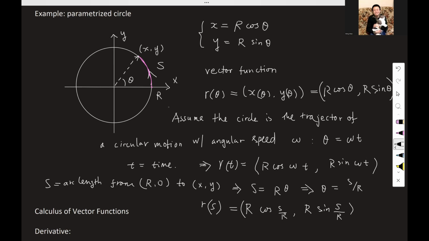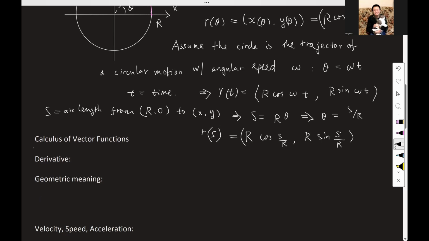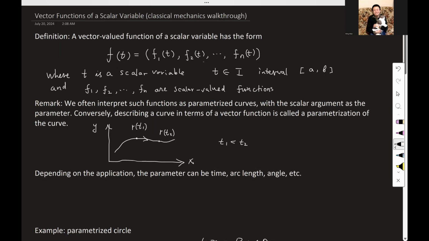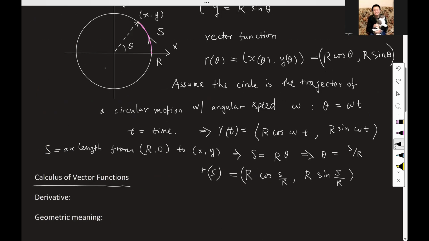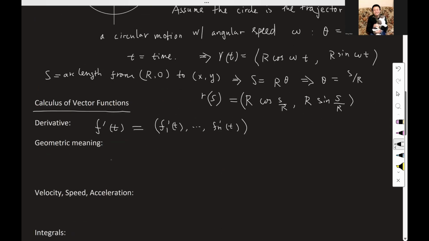Okay, so now we know what a vector function is. We can introduce calculus of vector functions, namely the derivatives and integrals of vector-valued functions. Because we have all these components being scalar functions, all you need to do is just take the derivative or integral of each component. And that will give you the derivative or integral of the vector-valued function as a whole. So let's write that. This is a fairly simple operation, but it has a nice geometric meaning.